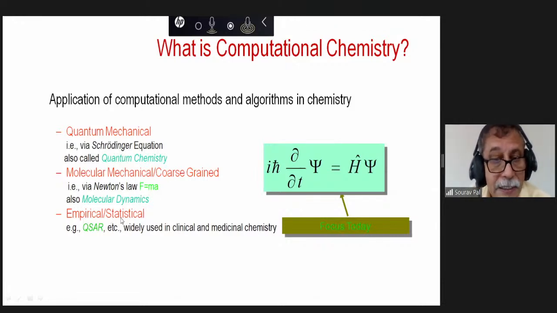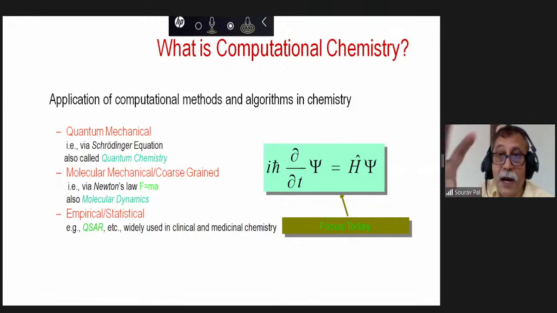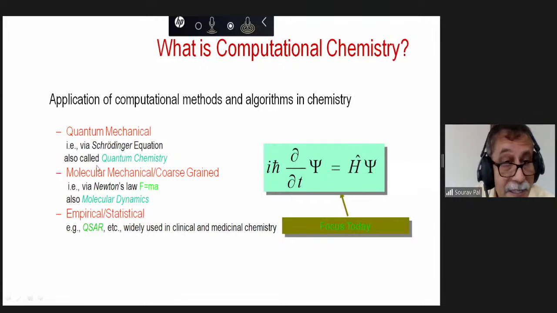Then there are empirical and statistical theories like QSAR, quantitative structure activity relationship, etc., which are widely used in pharmaceutical or clinical chemistry. So I think many of these today form part of computational chemistry. I mean, it's very brief to say these three particular things, but broadly speaking, these three areas really, to me, are theoretical chemistry. One is quantum chemistry, both structure and dynamics. In fact, there is a talk on the dynamics following this. Then there is simulation at large length scale.